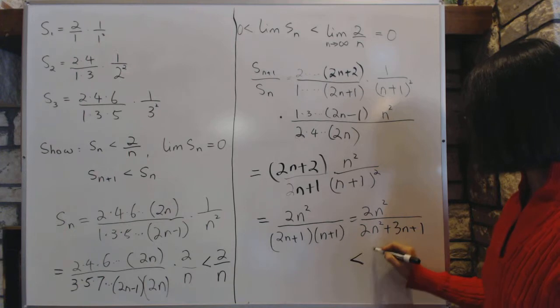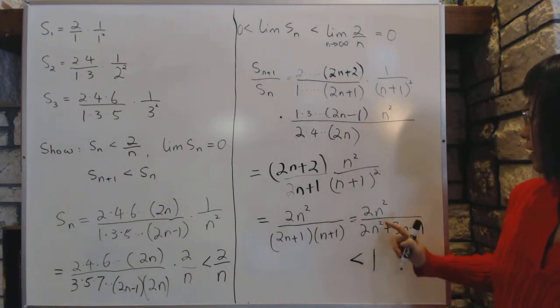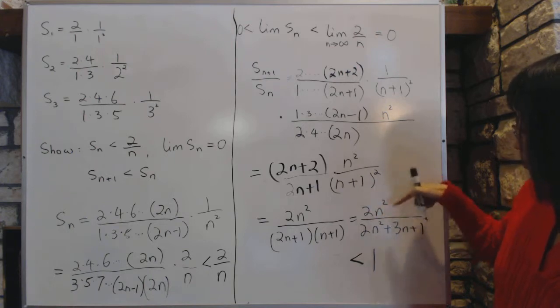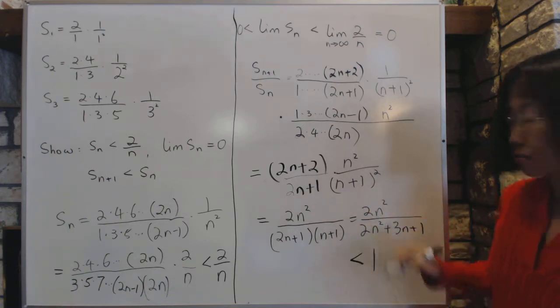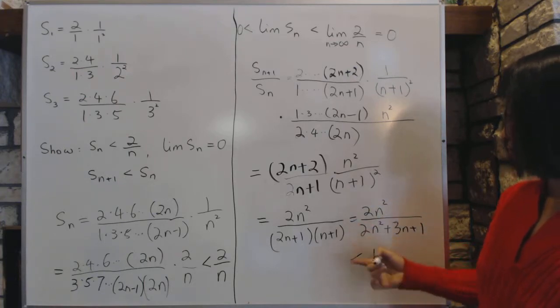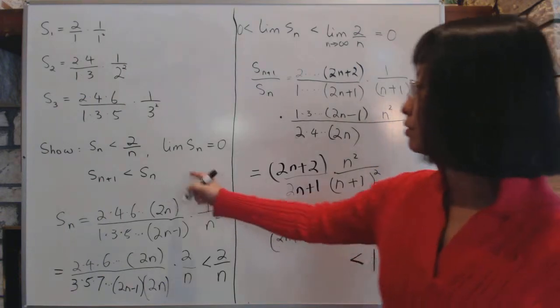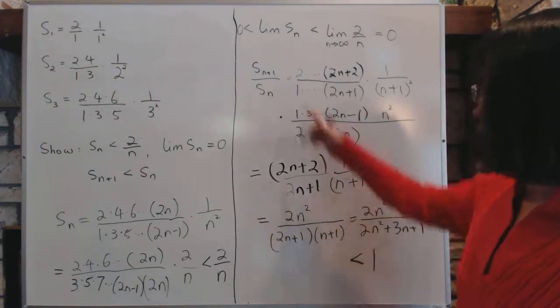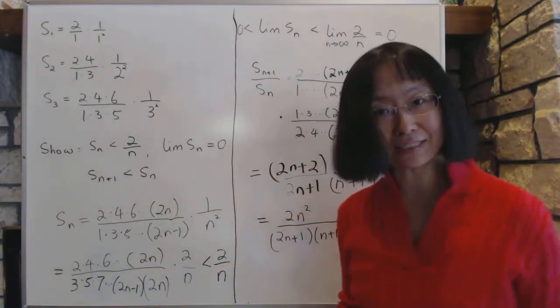This is going to be less than 1 because this is a fraction where n is positive and the top has this much stuff in it. The bottom has the identical things except a bit more. So this fraction has to be less than 1 no matter what n is, especially because n is positive. So that concludes our proof that this fraction here is less than 1, which means Sn plus 1 is less than Sn.